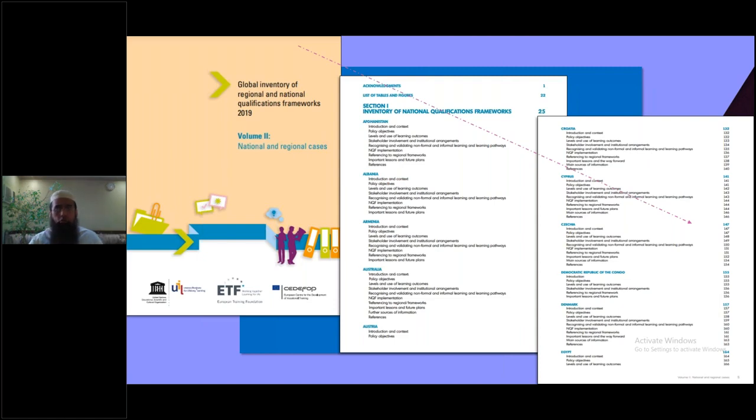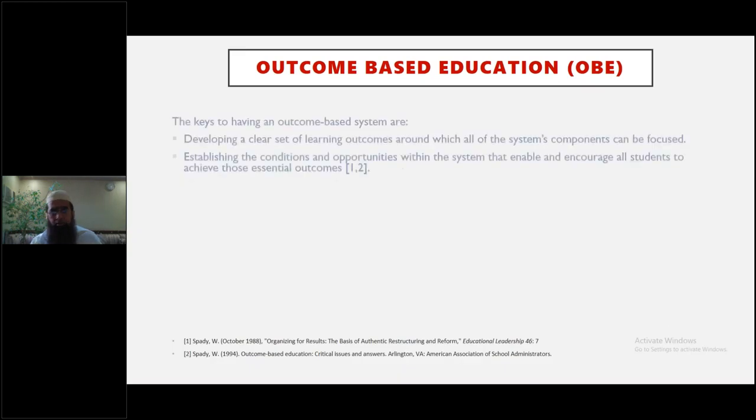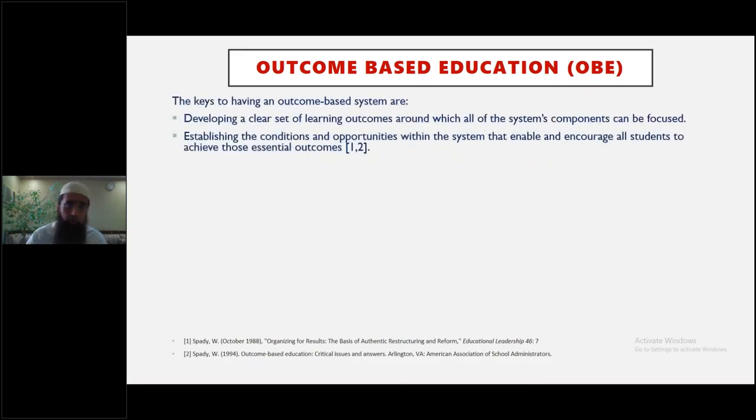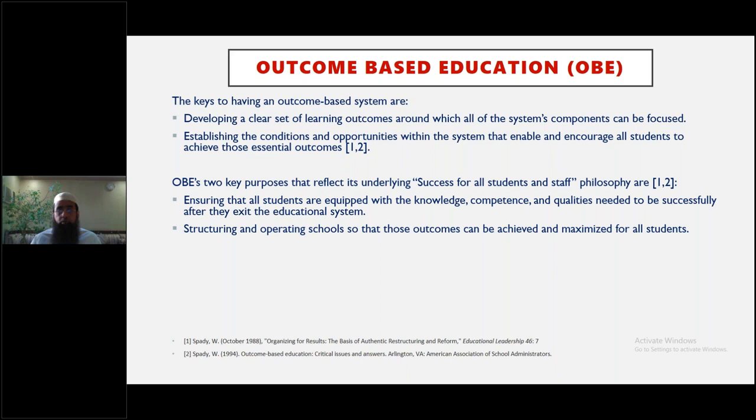So let's go into outcome-based education. Let's look into some of the essentials so we can understand what's going to happen in this webinar. When you say you have an outcome-based system, you have to develop all the components of the system around clear learning outcomes. You have to establish conditions and opportunities within the system to encourage all students to achieve all of those essential outcomes. Now, the two key purposes are success for all students and staff.